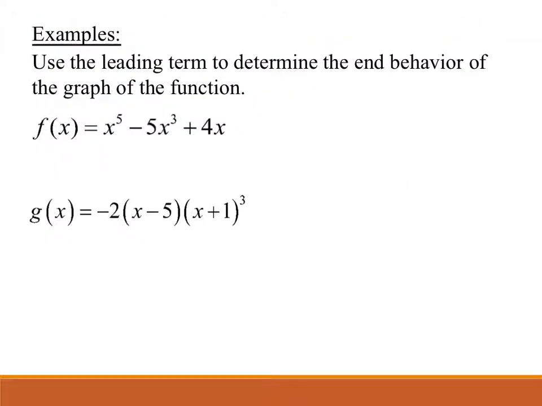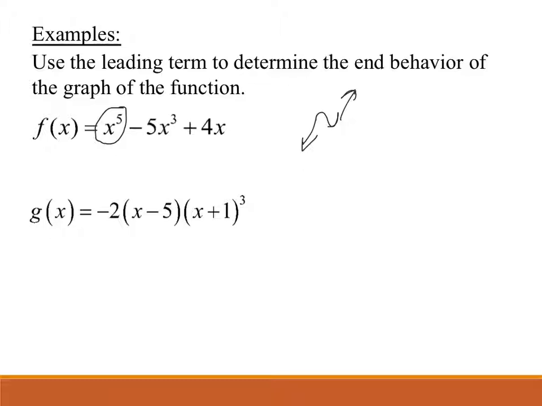In these examples, we're going to use the leading term to determine the end behavior of the graph of the function. The first function, f of x, is equal to x to the fifth minus 5x cubed plus 4x. When we just look at the first term, x to the fifth, we see it's positive and it's odd. So chances are that it's going to go this direction. Right? So that's the end behavior.